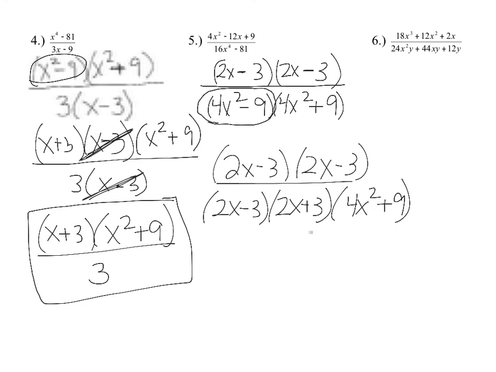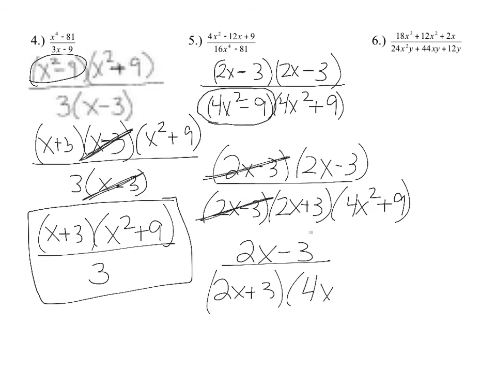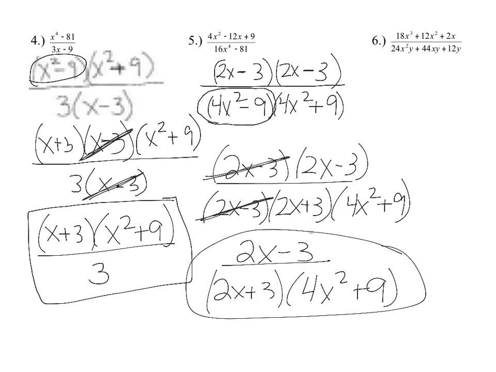And so then, if you notice, I have a 2x minus 3 on the top and a 2x minus 3 on the bottom that I can cancel out. And my final answer is what's left. I have 2x minus 3 on the top over 2x plus 3 times 4x squared plus 9. And we're done. That's my answer.